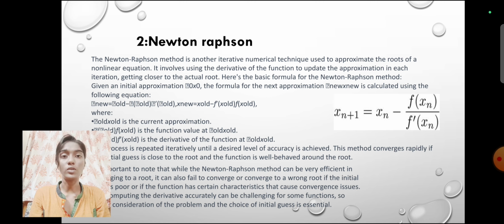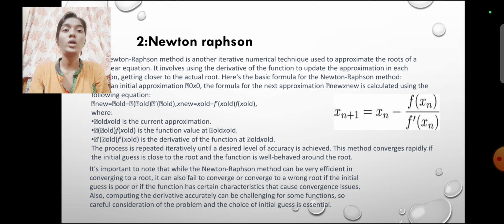x new equals x old minus f of x old divided by f dash of x old, where x old is the current approximation, f of x old is the function value at x old, and f dash of x old is the derivative of the function at x old.